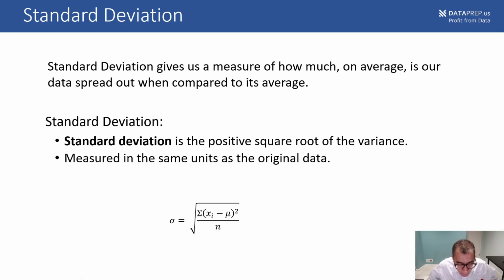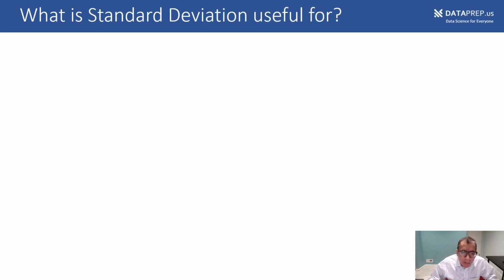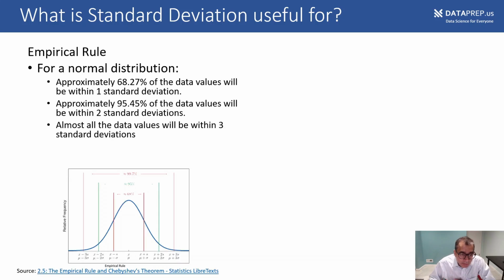this is the formula for standard deviation. But what is standard deviation useful for? So when somebody gives you a number for standard deviation, how are you going to measure it? What are you going to do with it? That's really the question. So the answer to that is there are two rules that you can apply in order to interpret standard deviation.